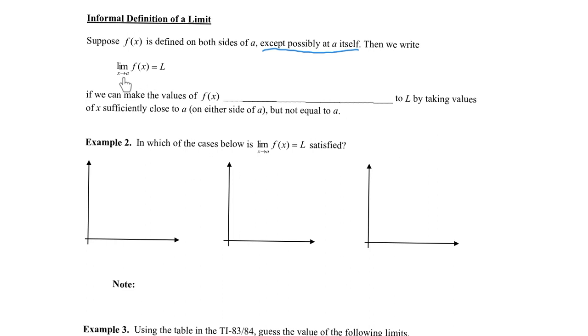And then we write this, and the way this is read is the limit as x approaches a of f of x equals L. One thing we have to keep in mind is this L has to be a number. So that'll become important later, but L has to be a number. And we say that if we can make the values of f of x, this function, if we can make the values of this function arbitrarily close to L.